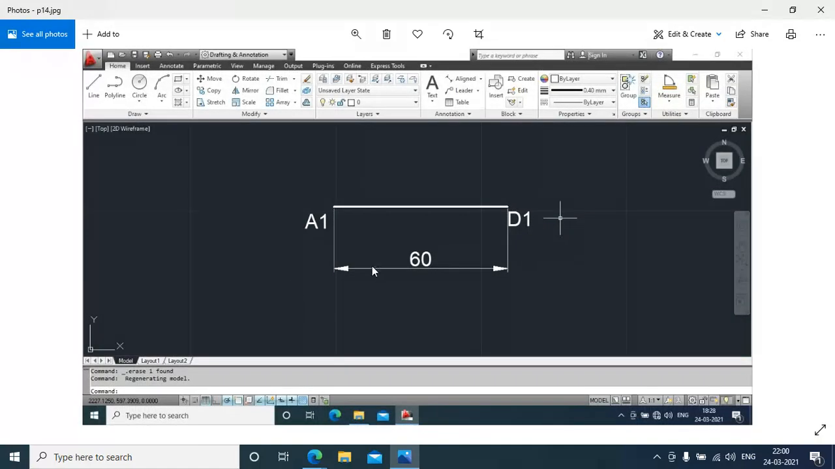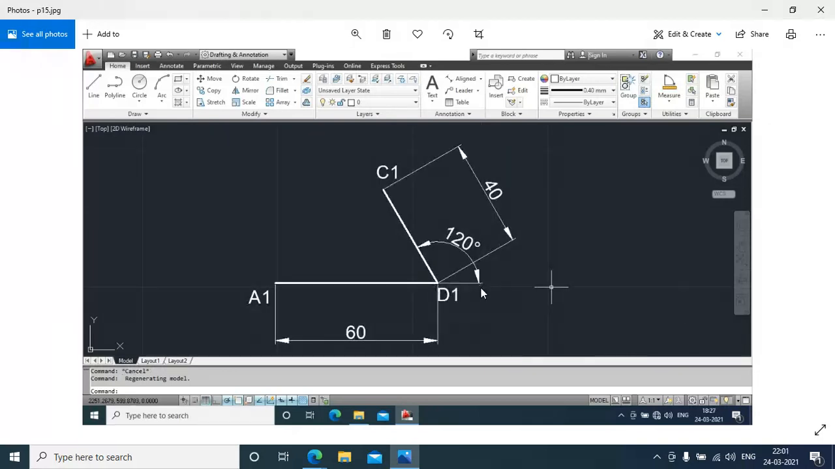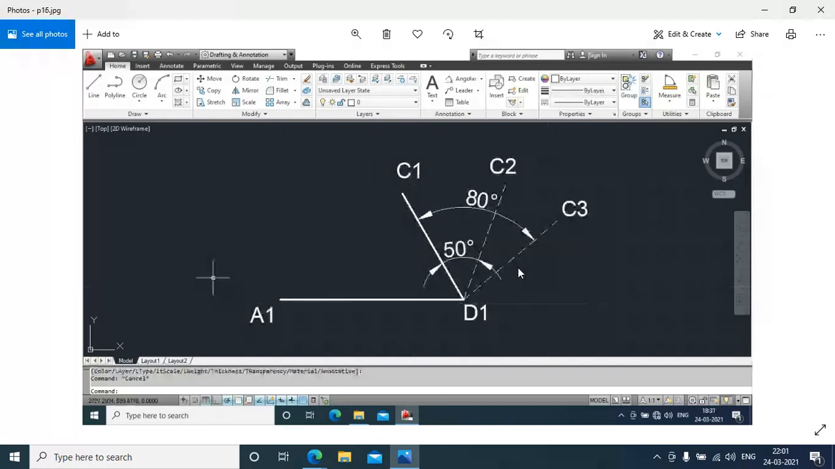So first we have taken a fixed link, that is A1 D1, of 60 mm. You can take any length. I have taken 60 mm. Now we have taken a link C1 D1 of length 40 mm at an angle of 120 degrees. Here also you can take any length and any angle. Now we have rotated D1 C1 by an angle of 50 degrees in clockwise direction to get D1 C2. Again rotating D1 C1 by an angle of 80 degrees gives us D1 C3.